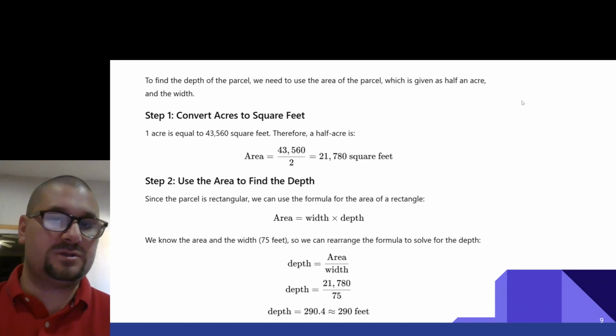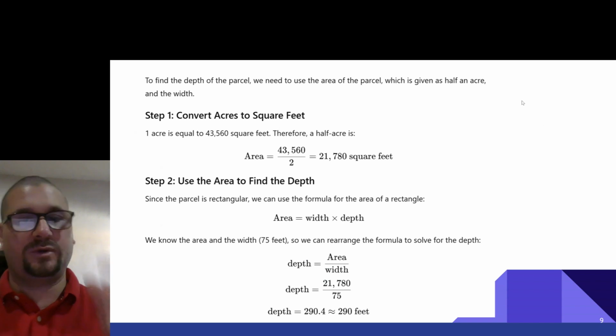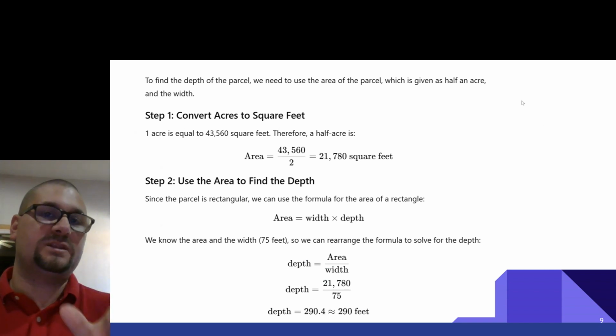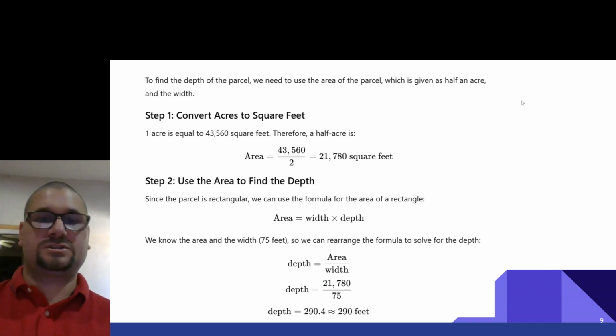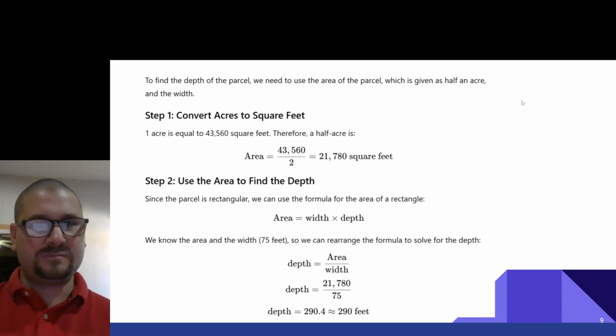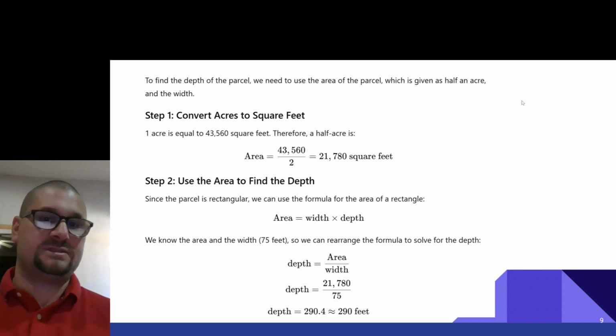All right, so then you want to use the area to find the depth. Think about a rectangle. It's just length times width, or the width times the depth. The width is also called the frontage, so you have to remember that. Parcels are rectangular, so we can use the formula for the area of a rectangle: width times depth. We know the area and the width is 75 feet.